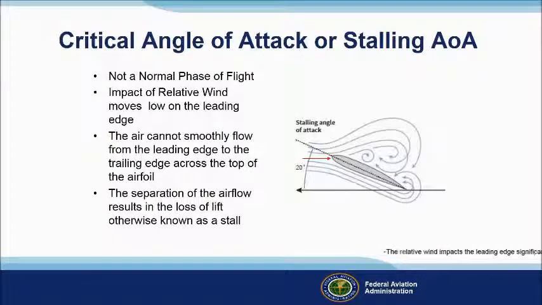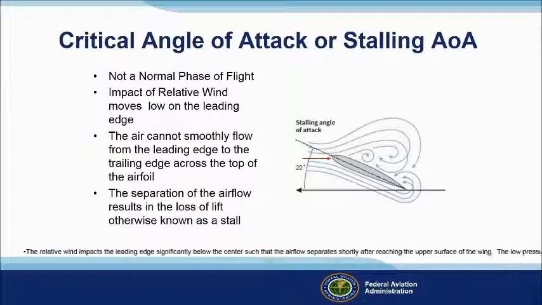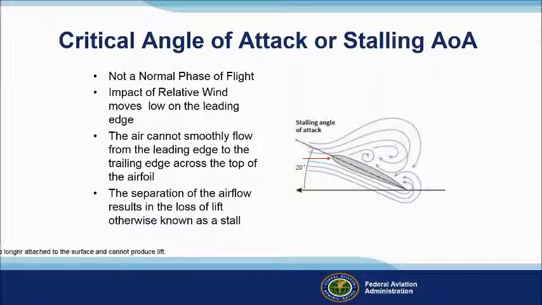The relative wind impacts the leading edge significantly below the center such that the airflow separates shortly after reaching the upper surface of the wing. The low pressure above the wing becomes a burbling air mass that is no longer attached to the surface and cannot produce lift.